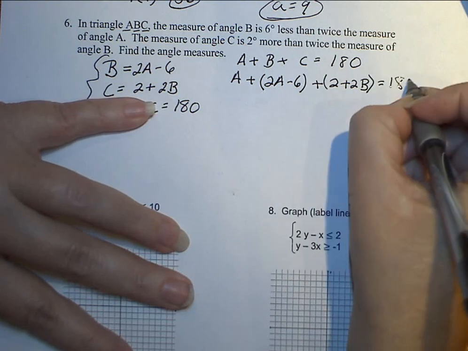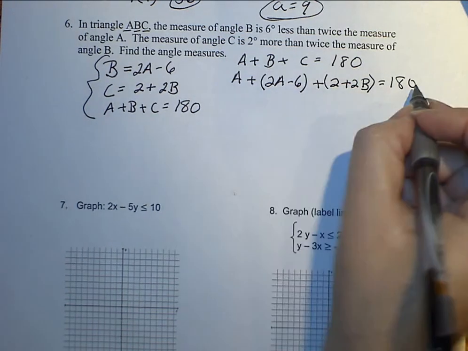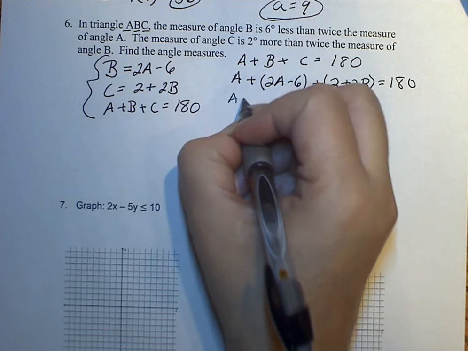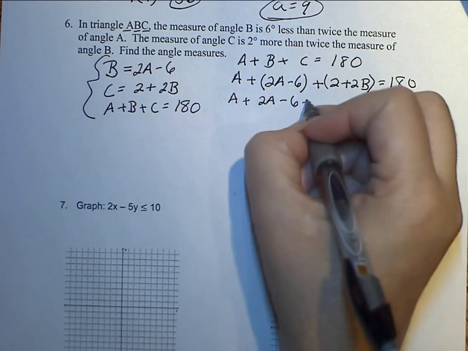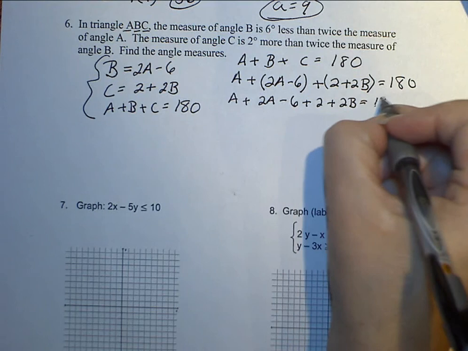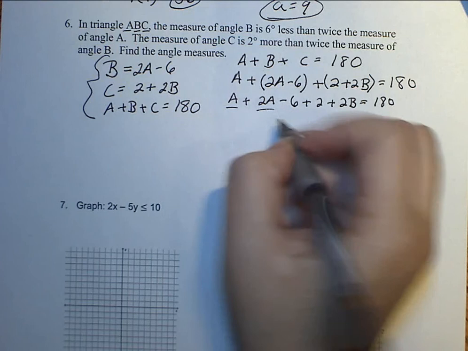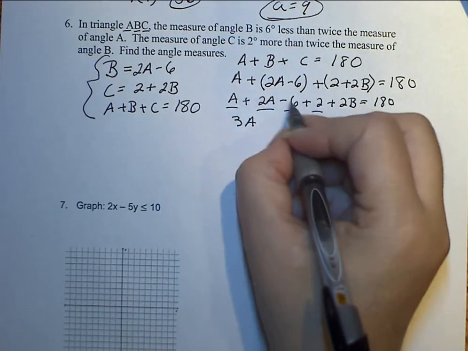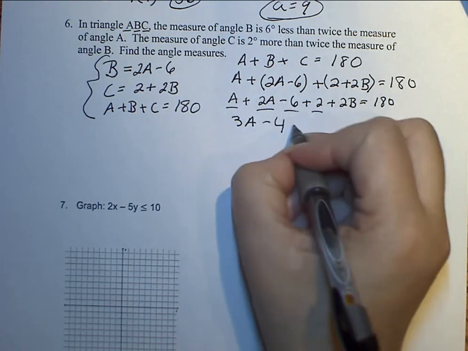So, might as well clean this up a little bit. We have A plus 2A minus 6 plus 2 plus 2B is equal to 180. Combine like terms, I have 3A. I have negative 6 and 2 is minus 4, plus 2B is equal to 180.